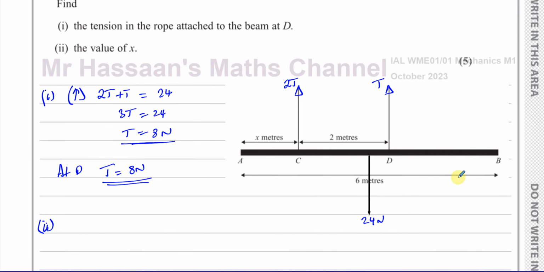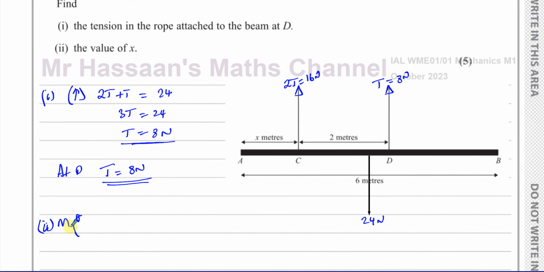Anywhere I want to. Right now, some people will take moments about a place where there is a force acting through that point. And you would normally do that when you have unknown forces. You're kind of forced to do that. In this case, we know that this is 8 newtons, and we know that this is 16 newtons. So we have no unknown forces here. So we're not forced to take moments through a point where we don't know what the force is. So in this case, what I prefer to do, if I have the choice like that, is to take the moments about the point from which you want to find the distance that you are looking for. So I want to find the distance from A to C, which is a value of X. So I'm going to take moments about A. That's what I prefer to do.